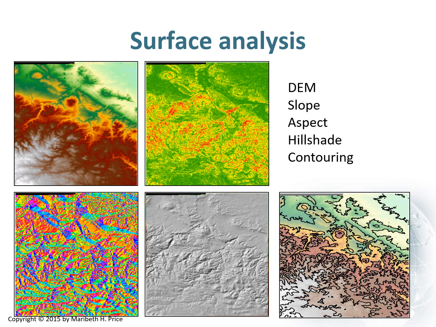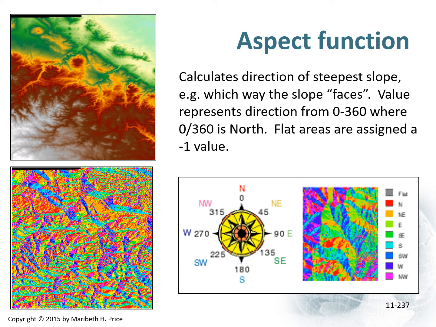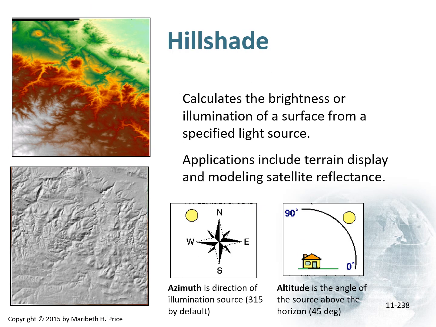Surface analysis: you can do things like take your digital elevation model and calculate slope, the direction, its rise over run times 100 gives you the percent slope, which is the change in elevation, and slope is just the greatest change in elevation. Here's how slope works. You can measure it as degrees too, but we're going to probably talk about it mostly in percent. Aspect is simply the direction of the steepest slope.